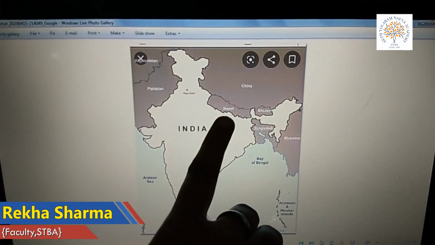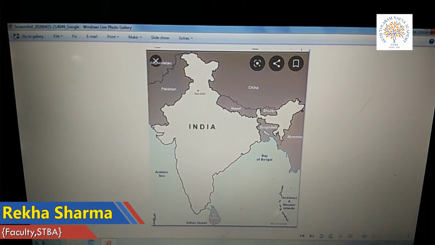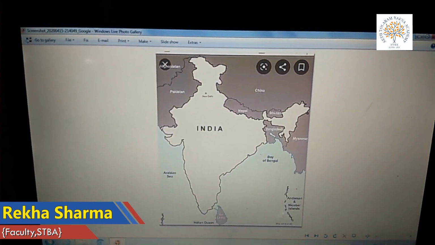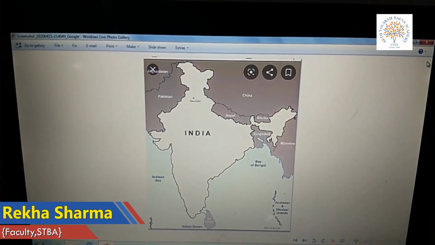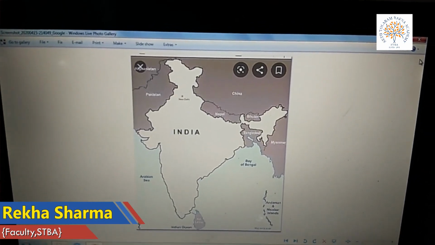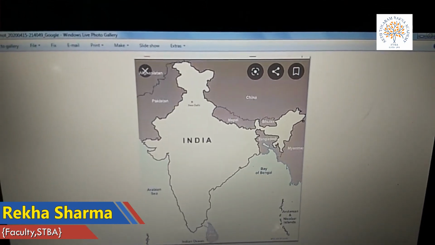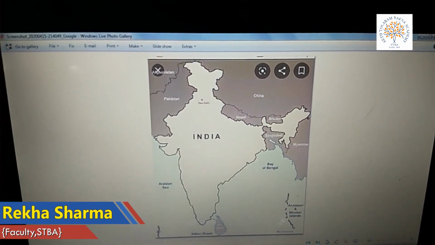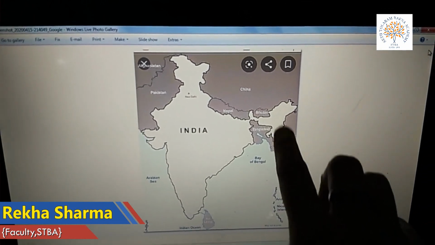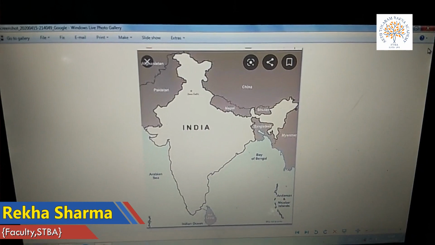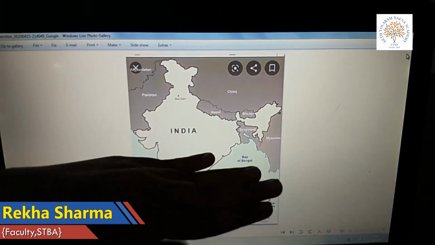Here you can see Nepal. This is the country where the world's tallest mountain, Mount Everest, is located. Near Nepal you can see the small country Bhutan. It also shares a land boundary with India. And below you can see Bangladesh, which separated from Pakistan a few years back. And here you can see Myanmar. This country shares a land boundary with India. These are the 7 neighboring countries that share land boundaries with India.